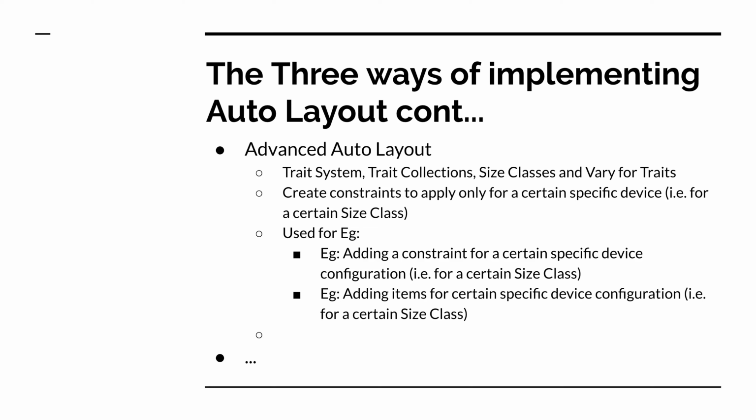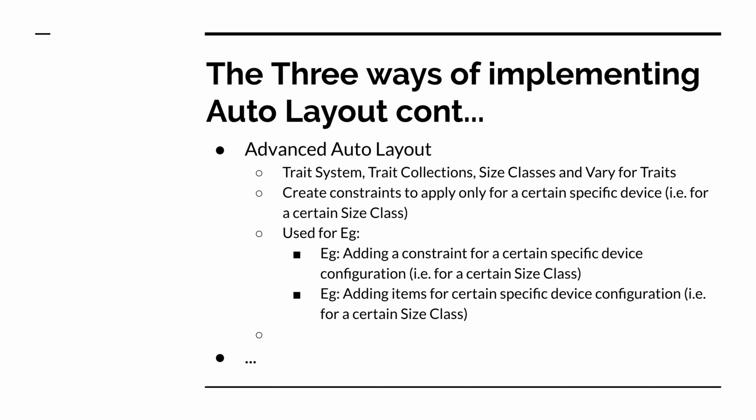Or you can add items into a specific device configuration, right? So you can add labels and buttons only for a certain size class, not universal. In other words, not for all the devices, it's for certain devices, right? Of course, the auto layout concept is that when you finish it, whether it's simple auto layout or advanced auto layout, at the end it's universal.